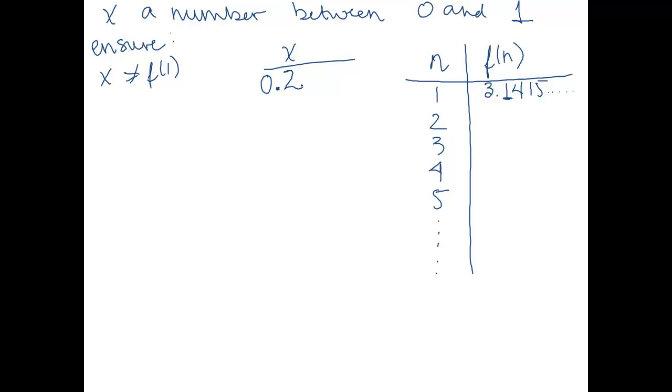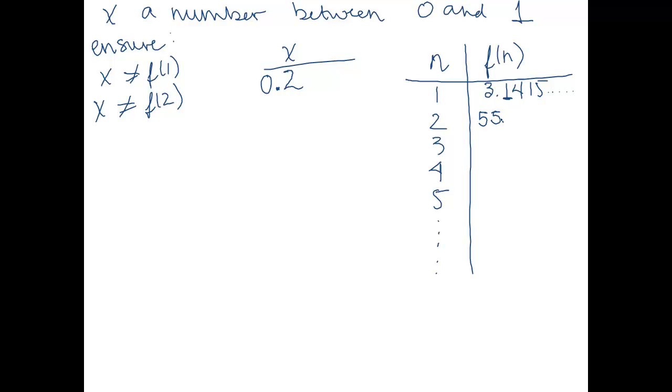Okay, so the next thing we need to do is ensure that x is not f of 2. Okay? And so what we're going to do there is make sure that x differs in the second fractional digit from f of 2. Now, right now I don't know what f of 2 is, but if this function really did exist, I would know what it was.